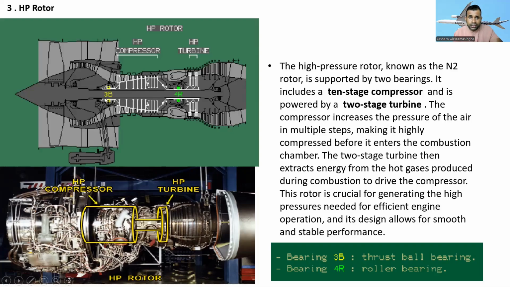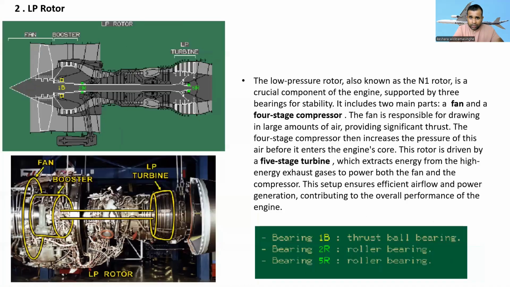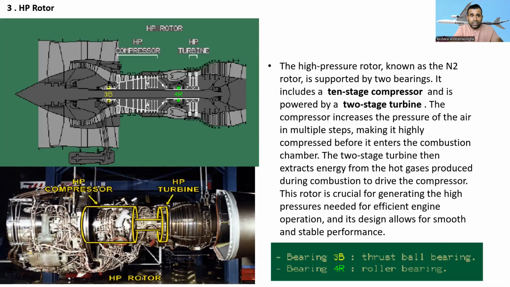So let's look at the bearings. They have two bearings, right? 3B and 4R. 3B means a thrust ball bearing, and this is a roller bearing. Remember, the low pressure rotor has 3 bearings: the first is a thrust ball bearing, and the other 2 are roller bearings. In the high pressure rotor, there are 2 bearings: the first is a ball bearing and the second is a roller bearing.